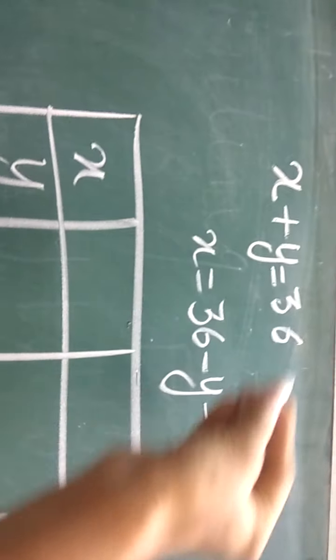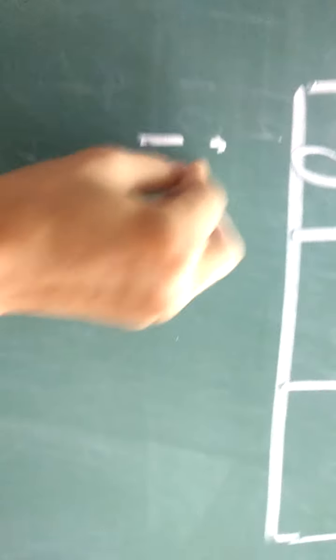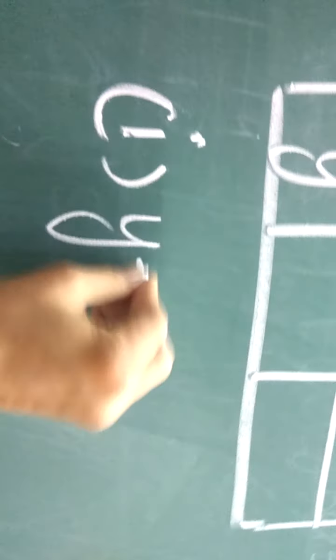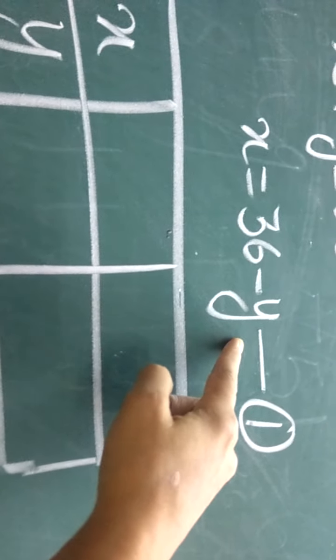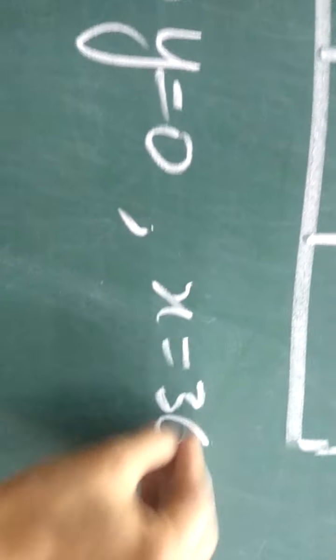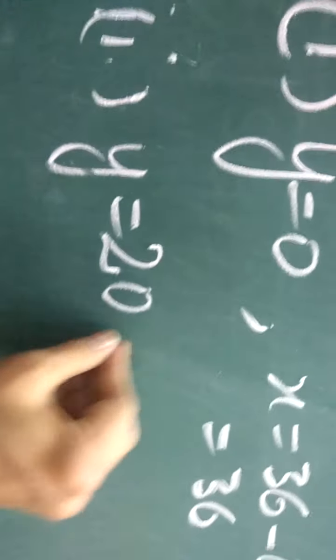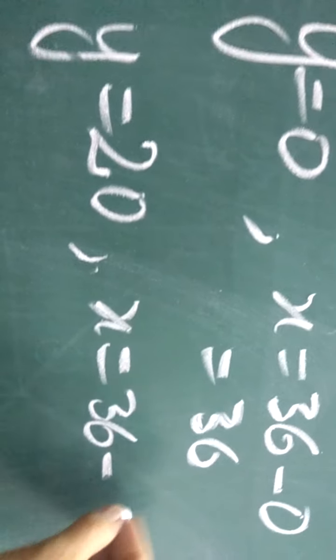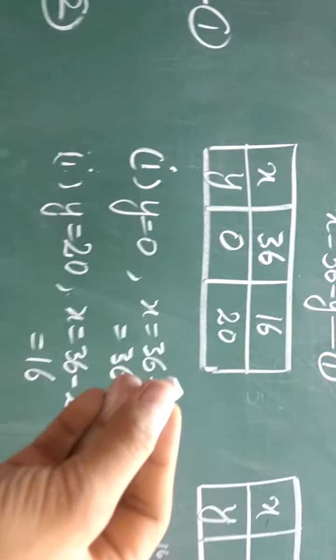So let us take y to the other side, it will become x is equal to 36 minus y. Let us take the first solution. If we take y is equal to 0, what do you get? 36 minus 0 is 36. So x is equal to 36 minus 0, that is 36. So y is 0 and x is 36. Second, let us take a round figure y is 20, then x is equal to 36 minus 20. What do you get? You will get 16. So y is 20, x is 16. Similarly, find out one more solution.